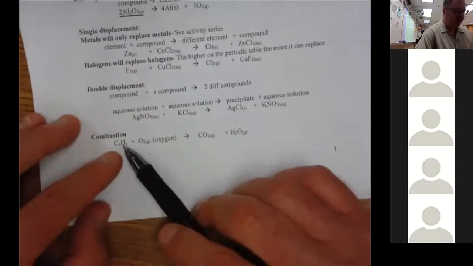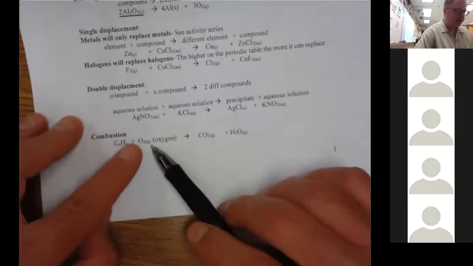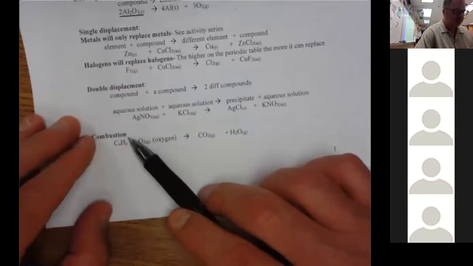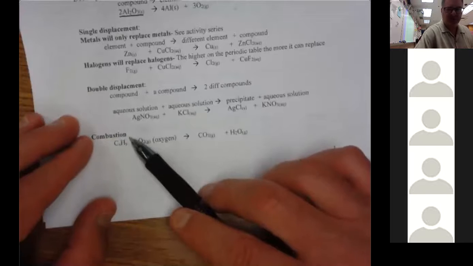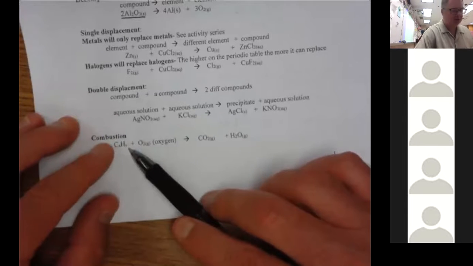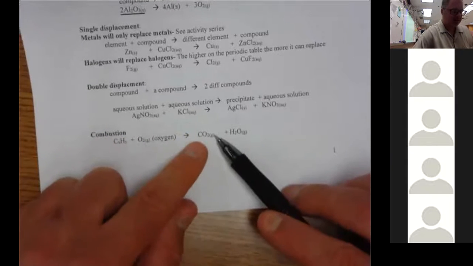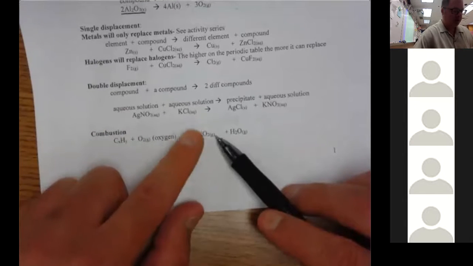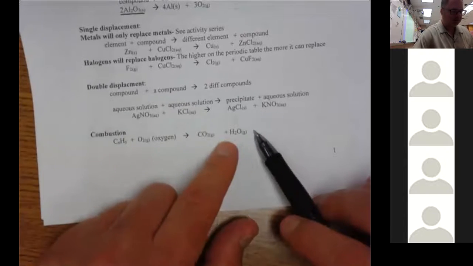Last but not least is you have some type of carbon and hydrogen compound reacting with oxygen. This is known as combustion. You might know the term combustion from the internal combustion engine, which uses these carbon-hydrogen compounds and oxygen to basically create energy. That produces always carbon dioxide and water.